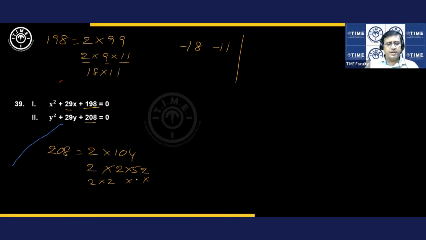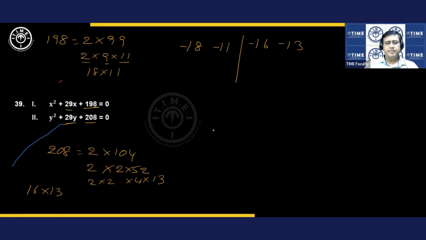52 means 4 into 13. 2 into 2, 4. 4 into 4, 16. 16 into 13 is equal to 208. 16 plus 13, 29. So what are the factors? 16 and 13. What about the roots?